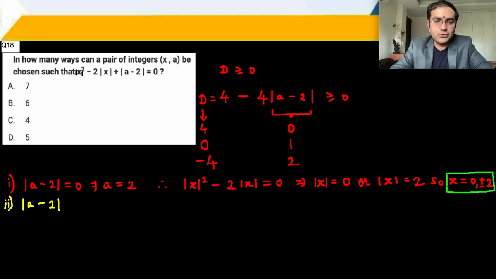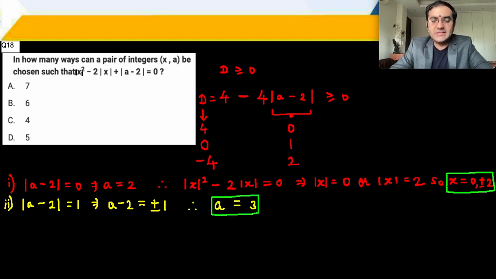Let's take the other case. Let's take mod a minus 2 equal to 1. That means a minus 2 is plus minus 1. That means a is either 1 plus 2 or minus 1 plus 2. 1 plus 2 is 3, minus 1 plus 2 is 1. I will take these individual cases and now I am going to solve.